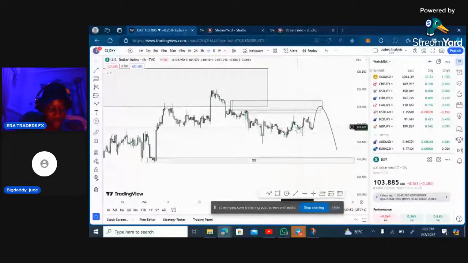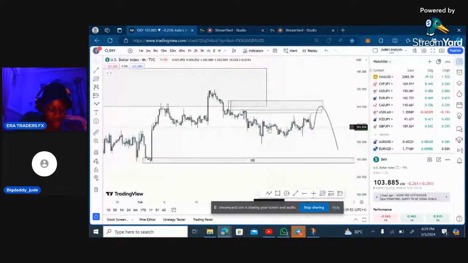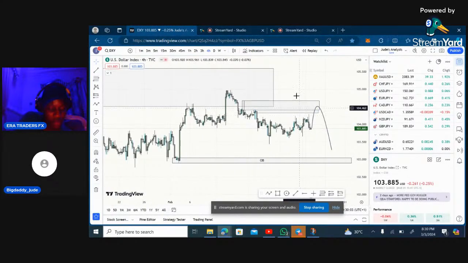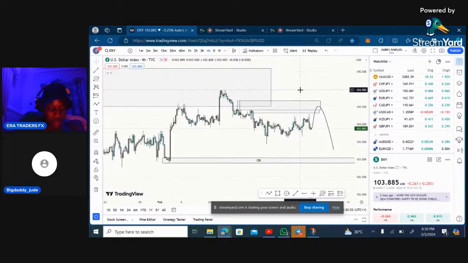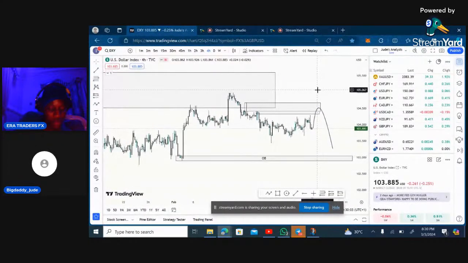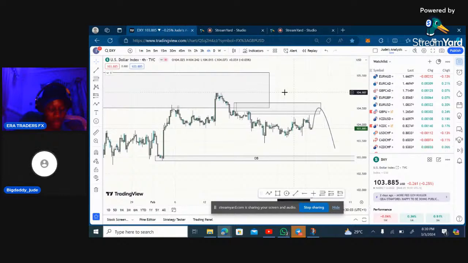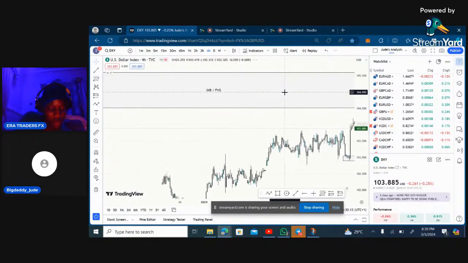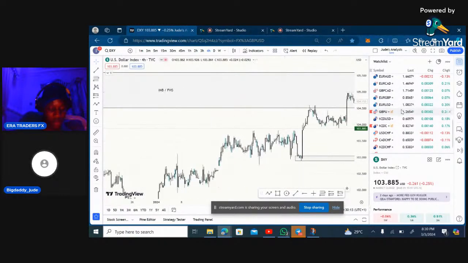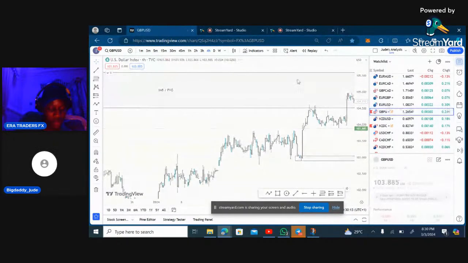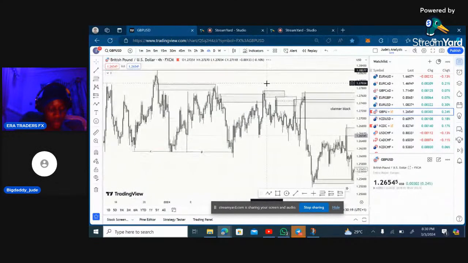Okay, let's show them GBP/USD and maybe one other, maybe USD gold. First off, let me move on to GBP/USD. I'm going to be showing everybody the chart I have throughout last week.